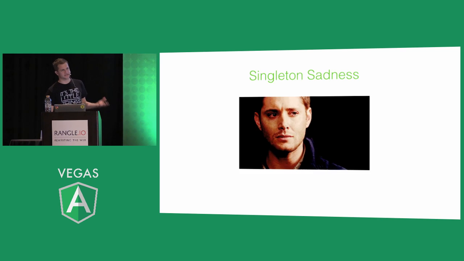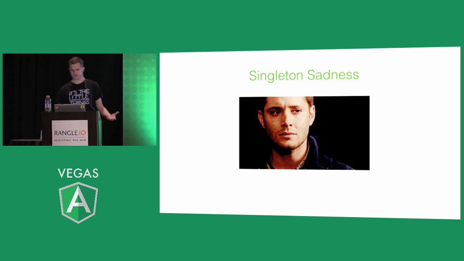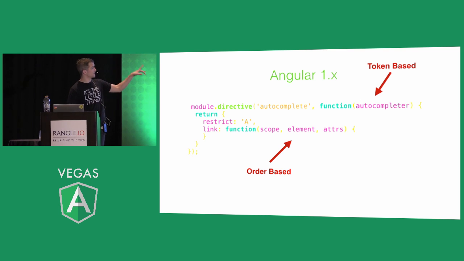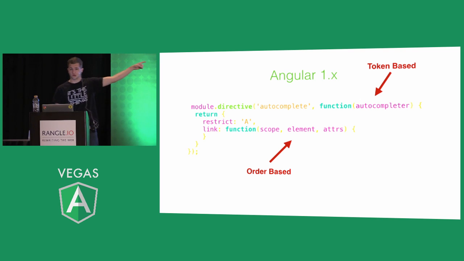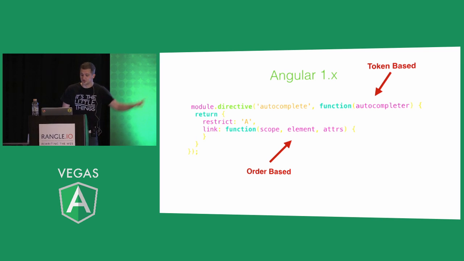But we still have singleton sadness, which is that everything returns a singleton. Like I said in Angular 1, there's two mechanisms, right? There's the token-based mechanism, which returns out singletons, typically, unless you're talking about scopes. And then you have link, which returns scope element attributes, which are order-based. However, those return instances, right? You get a different element every time that directive is created. You get different attributes every time that element is created.